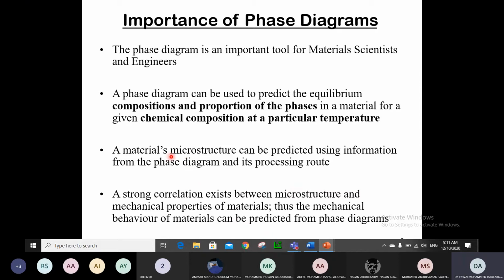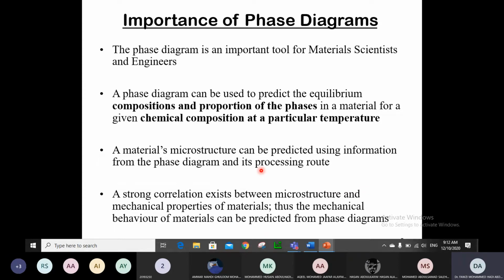A material microstructure can be predicted using information from the phase diagram. But one important thing that we also need to realize here is that the phase diagram alone cannot make you predict this, except that you should know the processing route. Processing route means the heat treatment history, the history of the heat treatment that you are doing. What is the history? Did you quench?